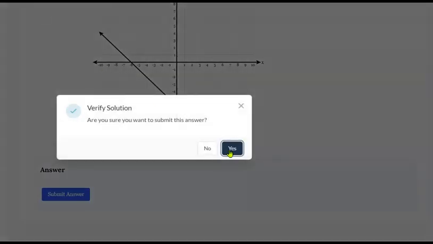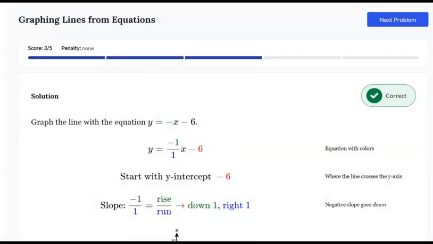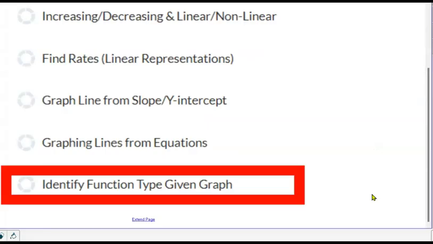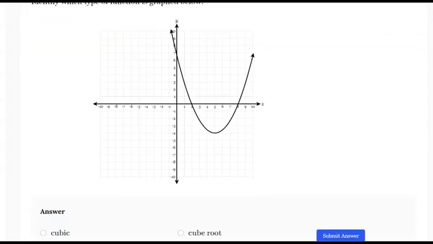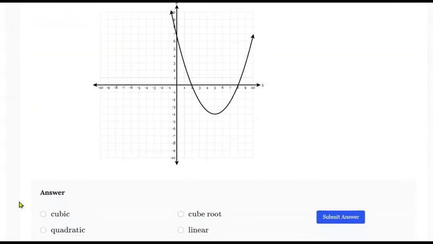All right, let's move on to our last topic: identifying a function type by only seeing a picture of its graph. So for this one, it's a multiple choice question. There are 4 choices down here at the bottom. I don't want to show you too much because I want you to learn on this one from making mistakes. So I'm deliberately going to choose a wrong answer so we can see what the feedback is.